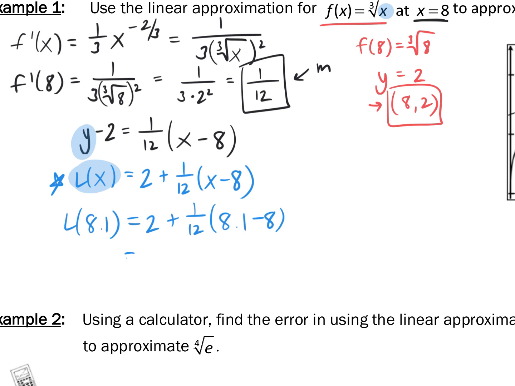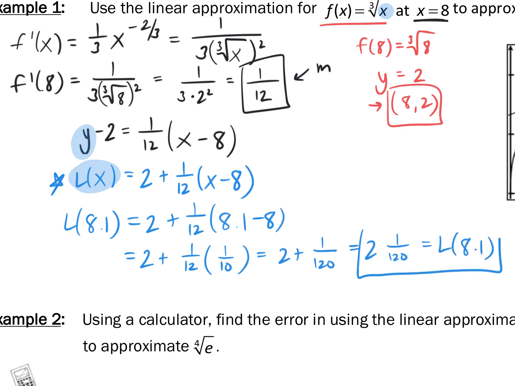And now we can approximate this. If I simplify this, this is something that we could do without a calculator. 2 plus 1/12, and I'm going to write this next one in parentheses in fraction form. 8.1 minus 8 would just be 1/10, or 0.1. Because now I can multiply those together. Multiplying two fractions is going to give me 1 over what? Yeah, 1 over 120. So I've got 2 plus 1 over 120, which just gives me 2 and 1 over 120. So that is my approximation at 8.1. That's my y value when my x value is 8.1, the approximation.